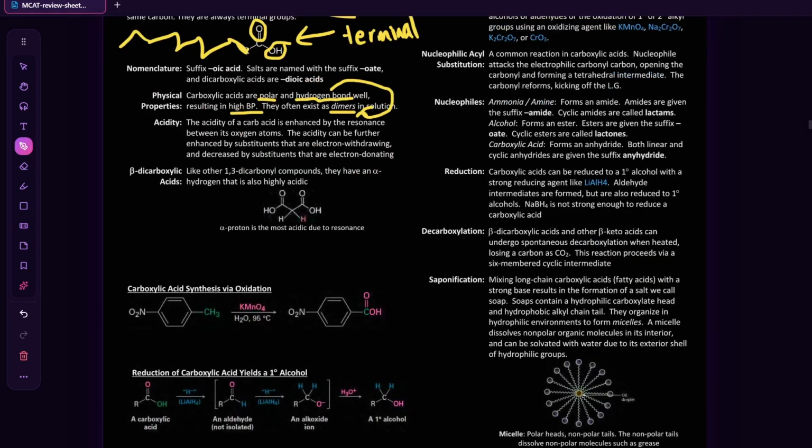What else do you want to know? Why are carboxylic acids so acidic? This should be kind of familiar by now: when a carboxylic acid loses its proton, the resulting charge doesn't just sit on one oxygen, it delocalizes through resonance between its oxygen atoms. The acidity can be further enhanced by substituents that are electron withdrawing and decreased by substituents that are electron donating.